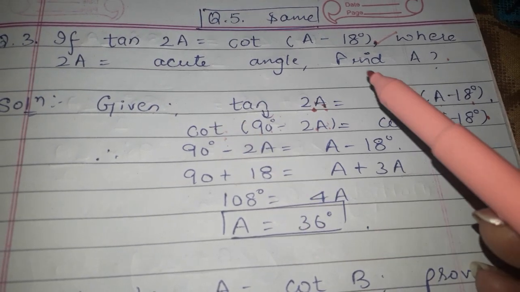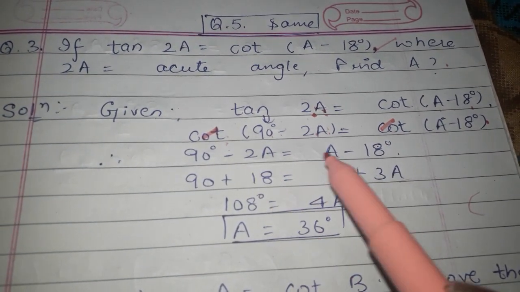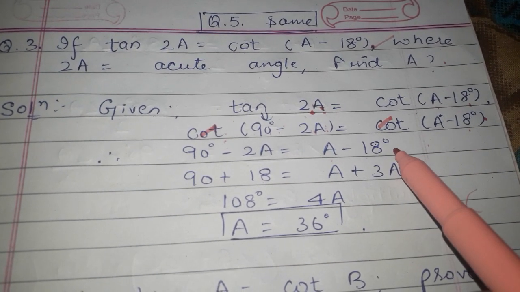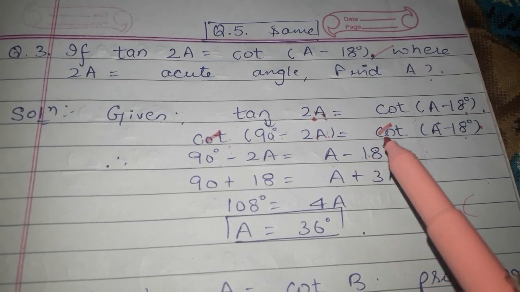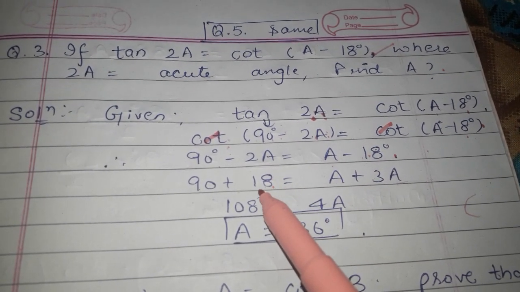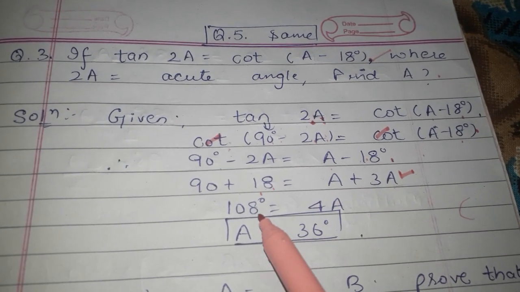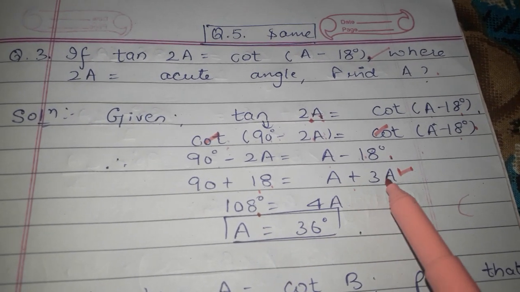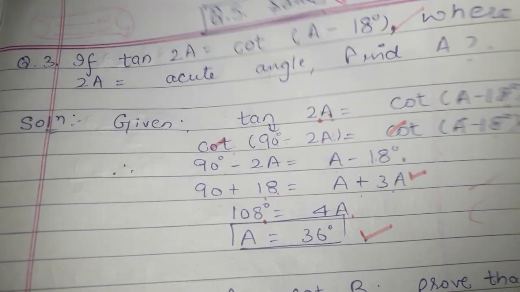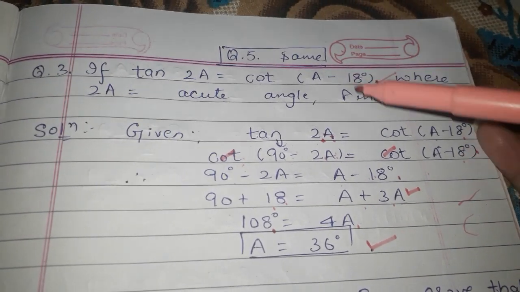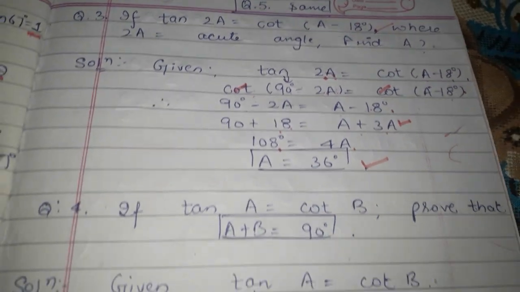Now cot gets cancelled out with this cot, and 90 degree minus 2A is equal to A minus 18 degree. On moving 90 degree to the left hand side, 18 will get positive and 2A will get positive sign. 90 plus 18 is 108 degrees. A plus 3A is 4A. Then the value of A will be 36 degrees. Okay. Question 5th is same as this question, so you have to do it by yourself.